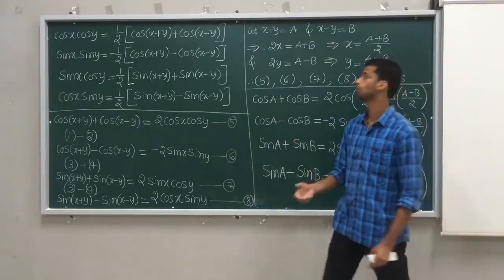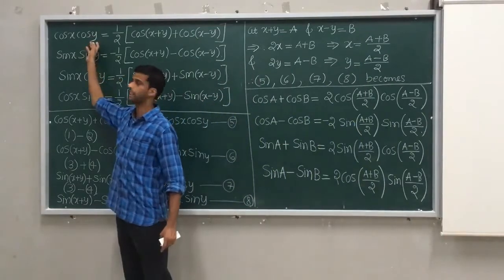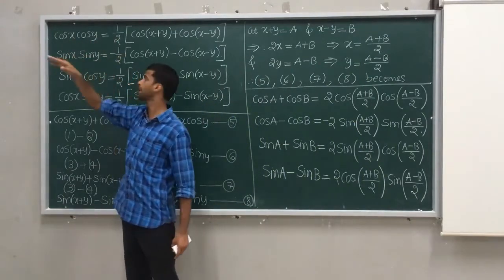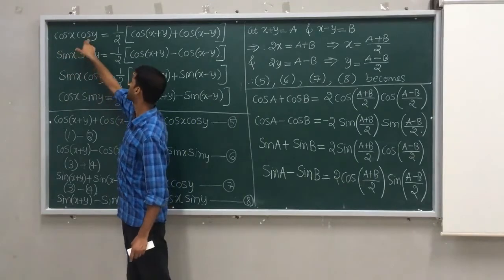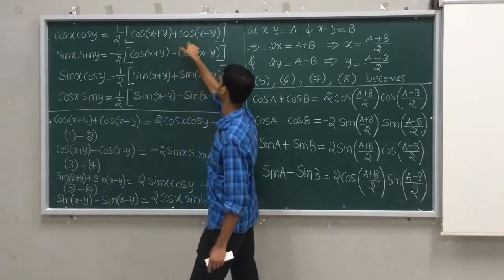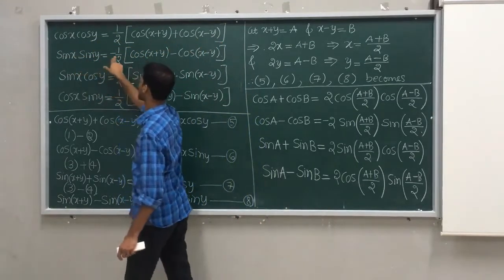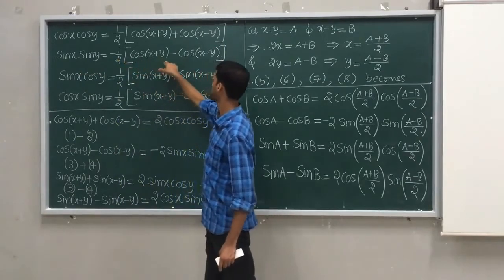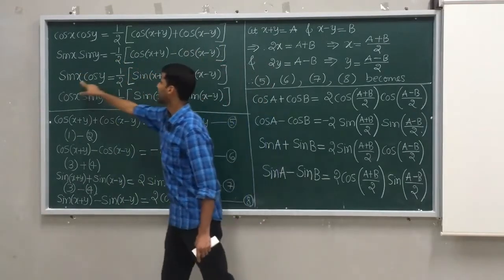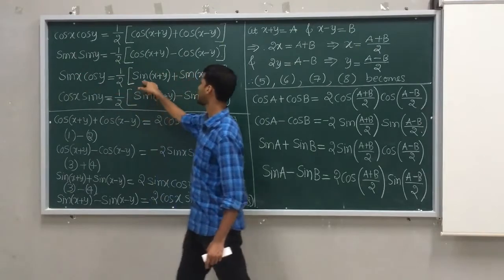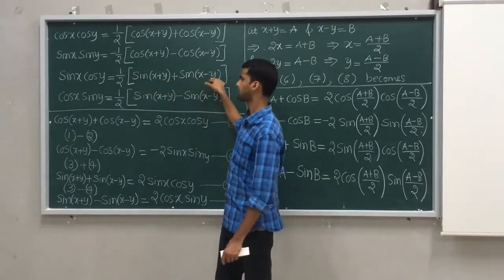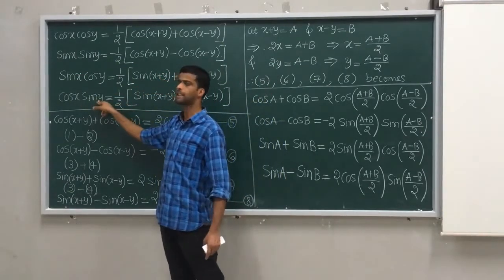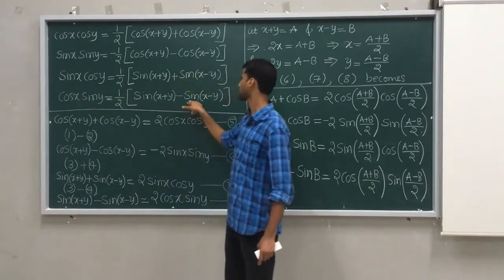If you want the product formula, cos A cos B. Here I took the notation x and y, you may take it as cos A cos B. Cos A cos B is 1 by 2 times cos (A plus B) plus cos (A minus B). Sin A sin B is minus 1 by 2 times cos (A plus B) minus cos (A minus B). Sin A cos B is 1 by 2 times sin (A plus B) plus sin (A minus B). And lastly, cos A sin B is 1 by 2 times sin (A plus B) minus sin (A minus B).